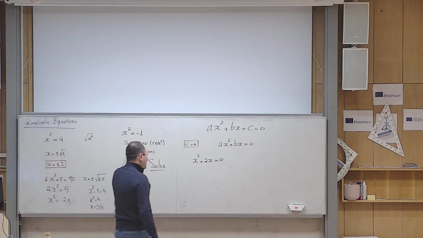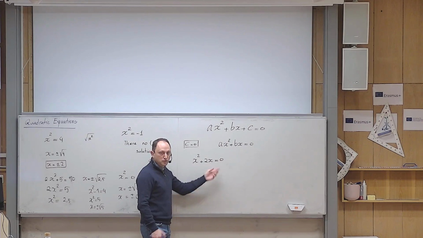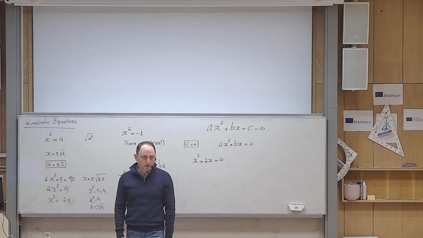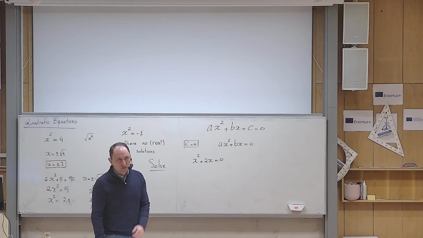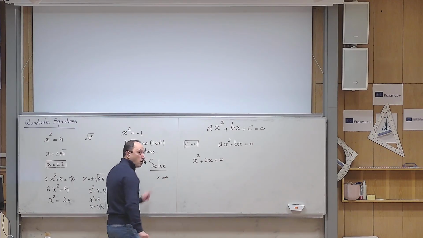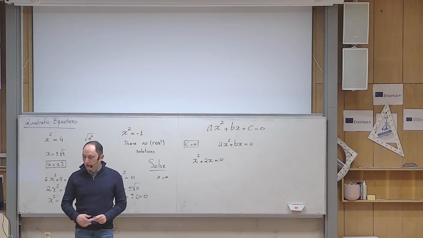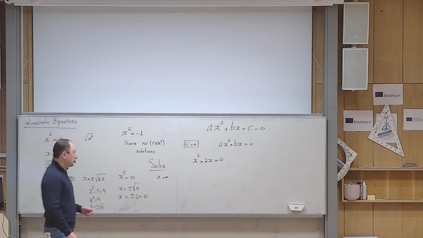Even if you can randomly guess, for example, random guessing is extremely simple. x equals 0. Because if x is 0, this part is 0, this part is 0, so the sum is 0, so x equals 0 is the answer. It's one of the answers. But you cannot write x equals 0 and be happy that you solved the equation, because solve means finding all of them. Are you listening to me?